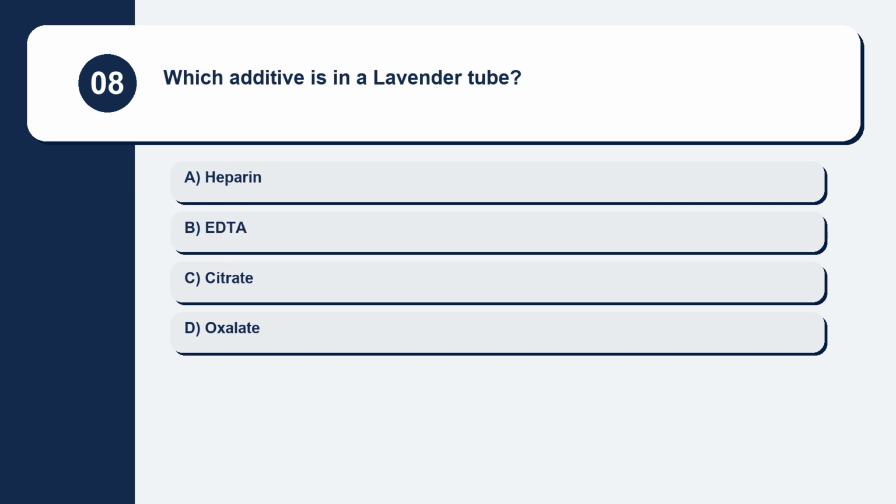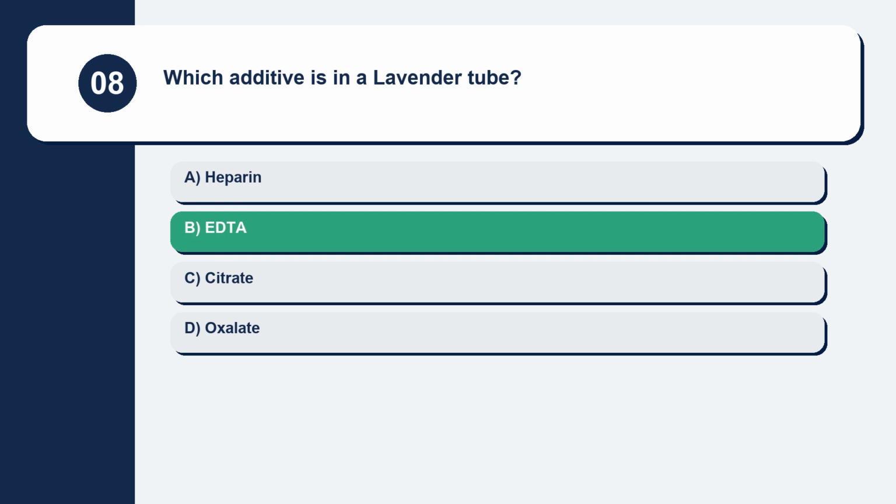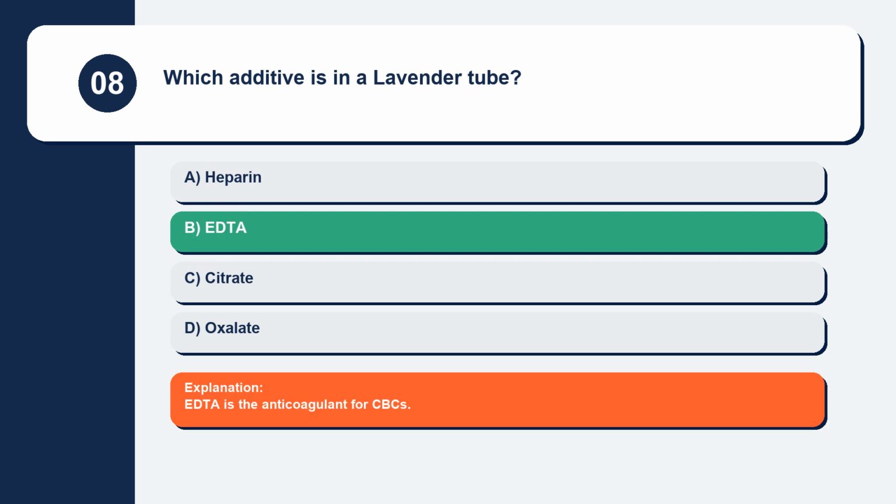Question 8. Which additive is in a lavender tube? Heparin, EDTA, citrate, oxalate. EDTA is the anticoagulant for CBCs.